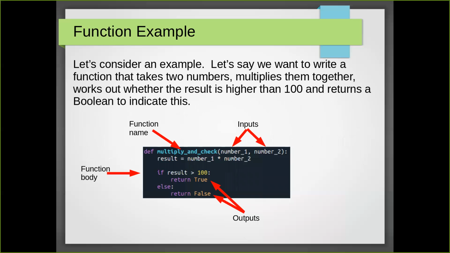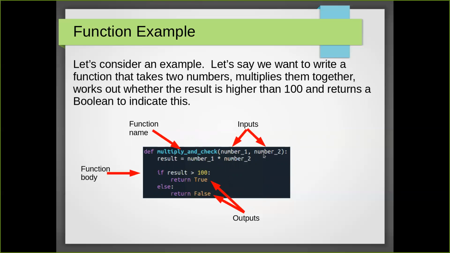So let's just say we want to write a function that takes two numbers, multiplies them together, and then works out whether the result's higher than 100, and returns a Boolean to indicate whether it is or not. So not a particularly complex or probably useful function, but it demonstrates the point. So here we can see that the first thing I do to define the function is use the def command. And then I can specify the name of the function. So I've called my function multiply and check.